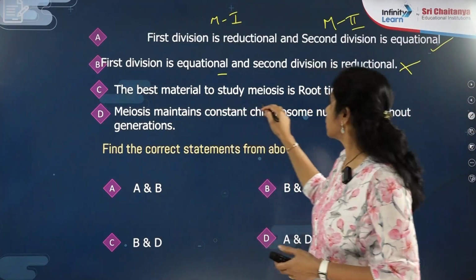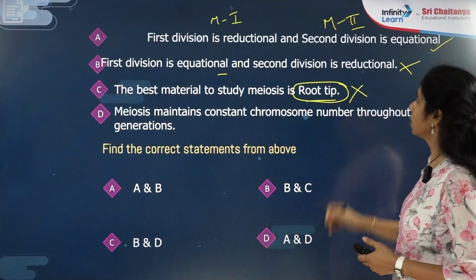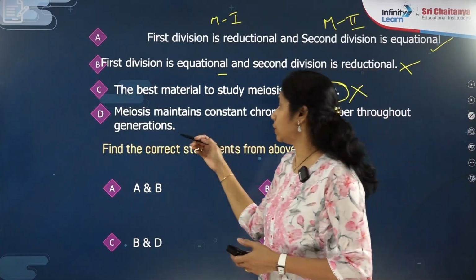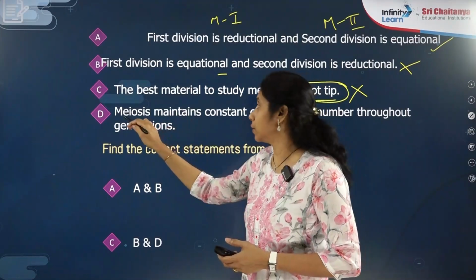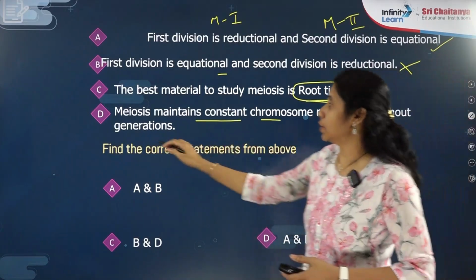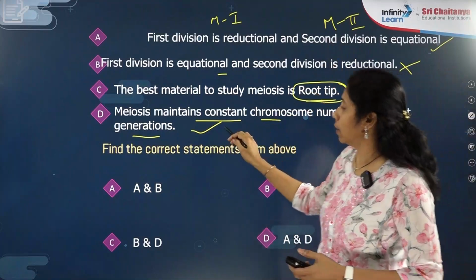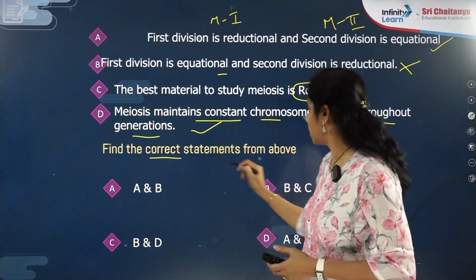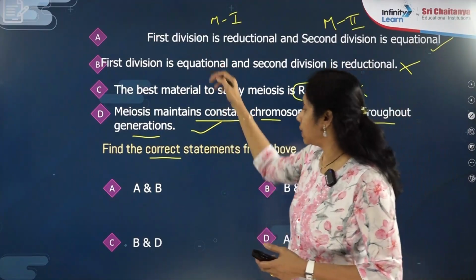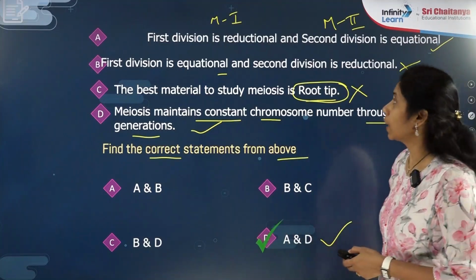The best material to study meiosis is the root tip? No, the root tip is meant for mitosis study, not for meiosis. Anthers are used to study meiosis. Meiosis maintains a constant chromosome number throughout generations. This is correct. So the first one and the last one are correct. Find the correct statements: it is A and D. So this option is correct.